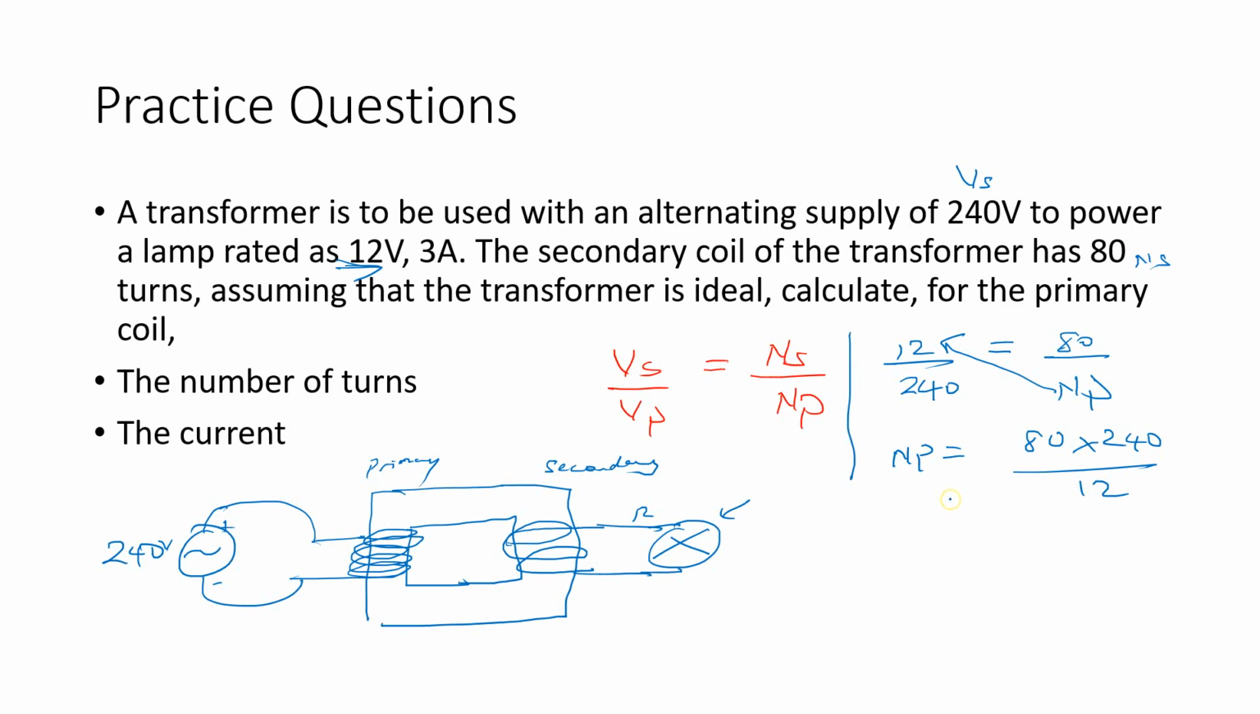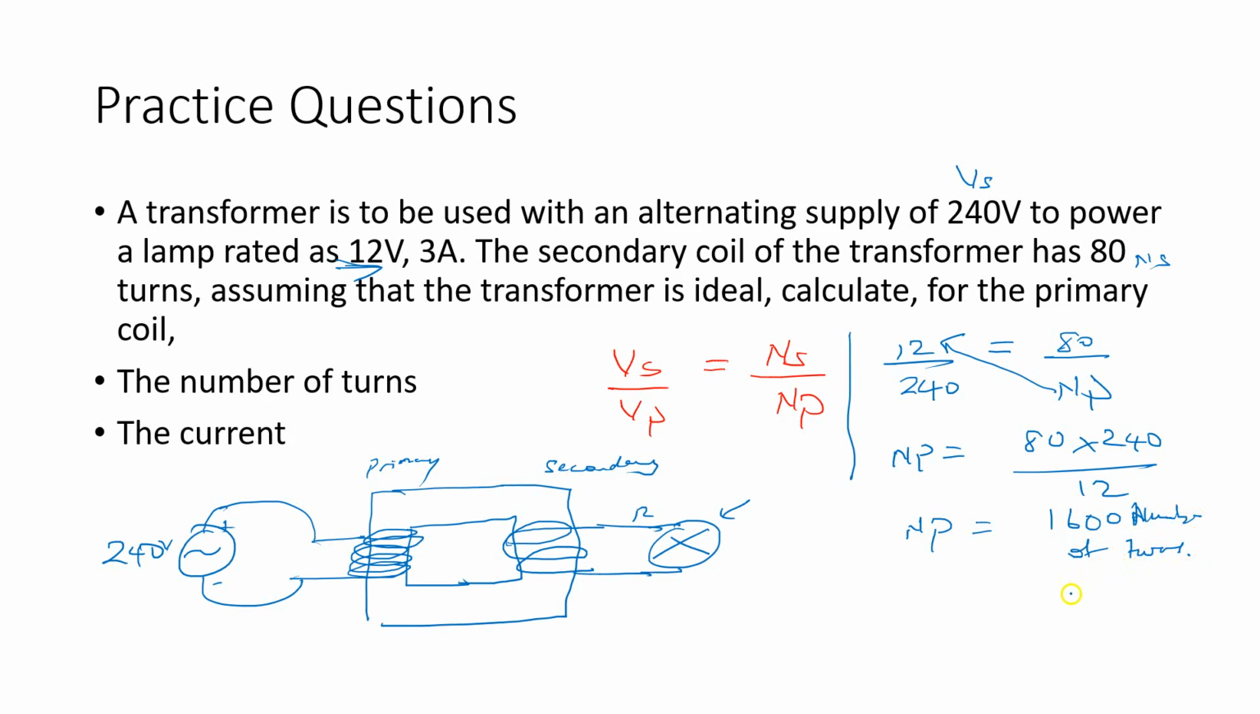So 80 multiplied by 240, divided by 12, we're getting that NP is equal to 1,600 turns. So that's one part of the question.